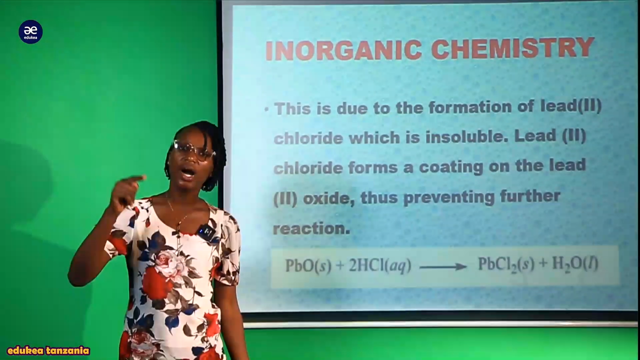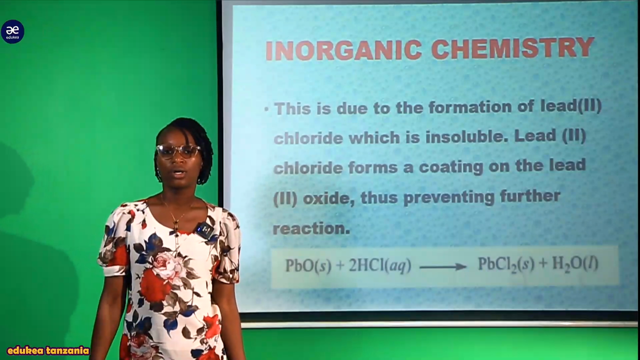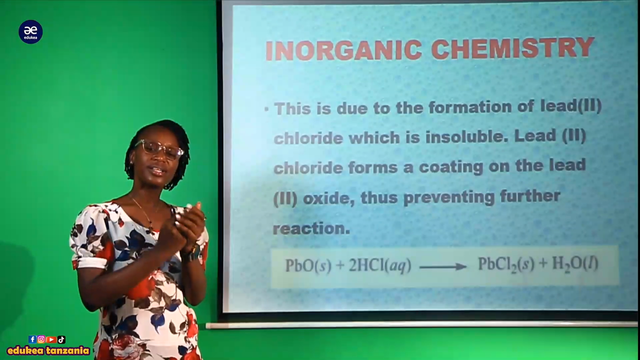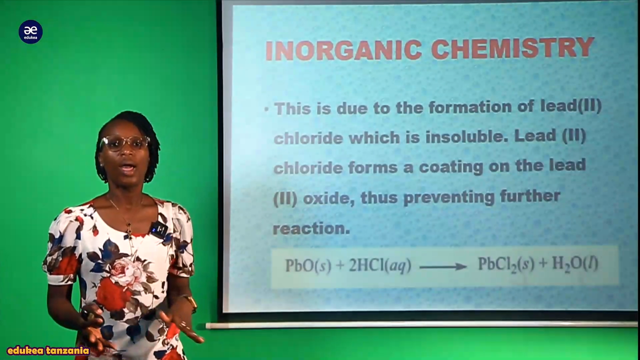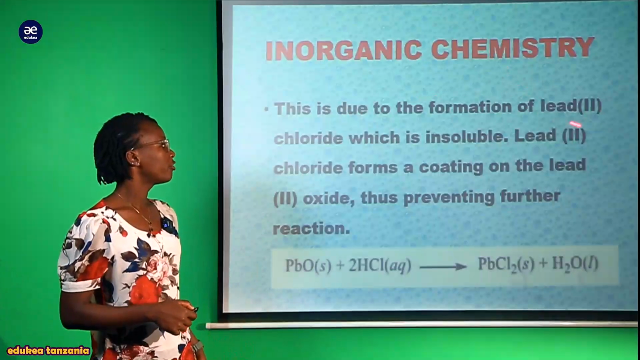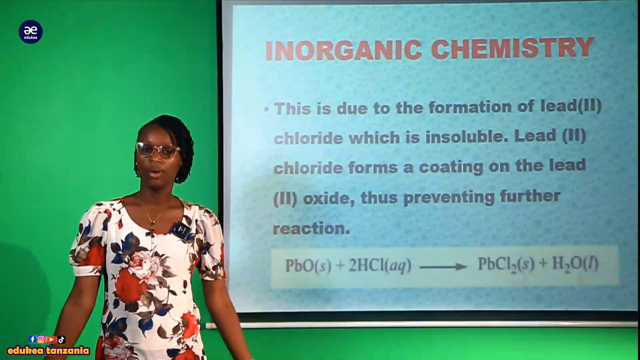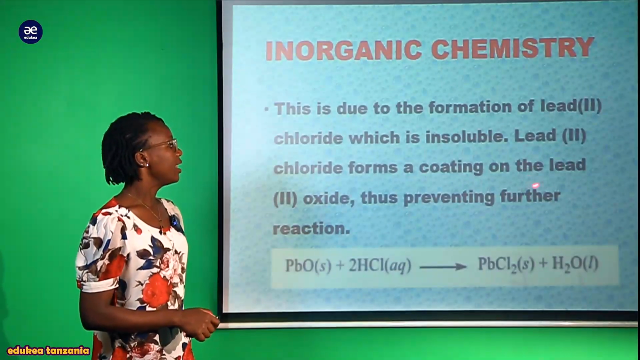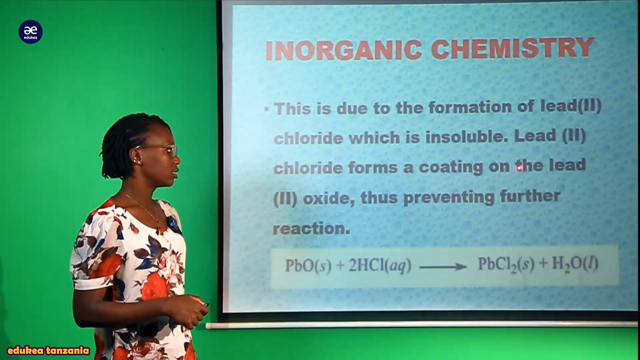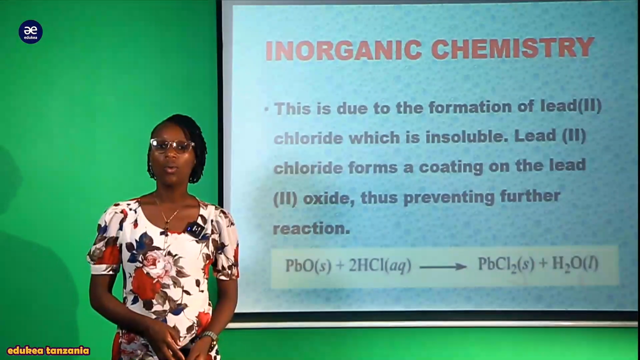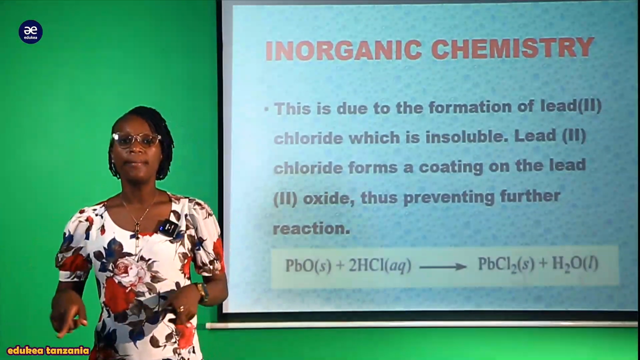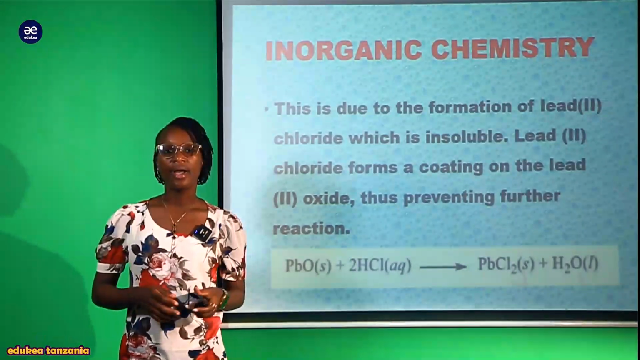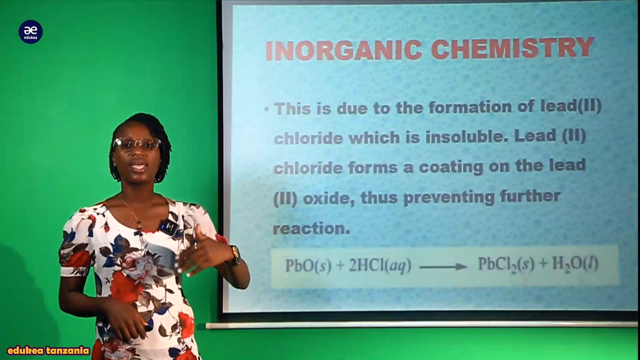Sasa kumbuka lead oxide tumesema ni nini? Ni insoluble. So once this reaction it starts, anasema inavyoanza tu, as soon as possible ina stop. Kwa nini? Kuna formation ya hii chloride ambayo inakuwa formed, lead chloride. Sasa lead chloride is insoluble, therefore itapelekea ile reaction isifanyaje? Isiendelee kutake place. Lead 2 chloride form a coating on the lead 2 oxide. Kwa hiyo utaona kwamba ile lead chloride ambayo inakuwa formed kwenye hii reaction inapelekea kama coating, kama kizuizi, inatengeneza layer ambayo obviously inakuwa covered kwenye ile lead oxide.